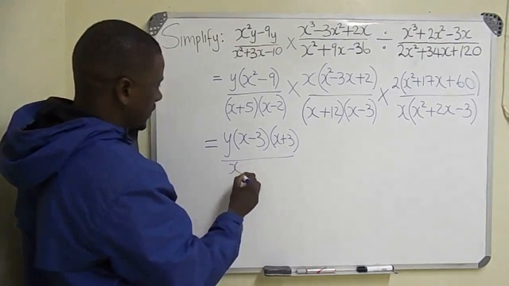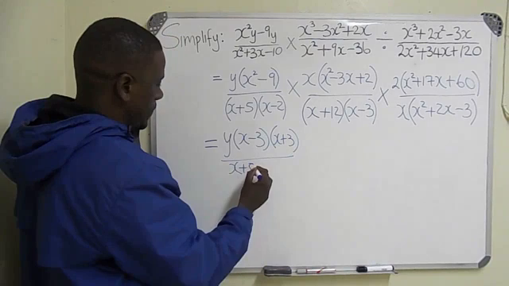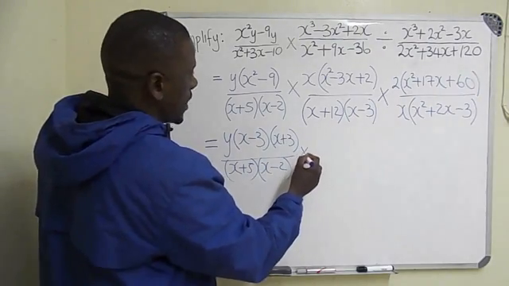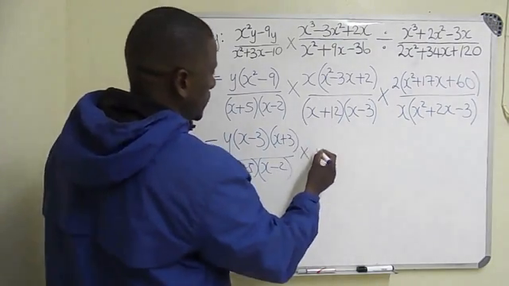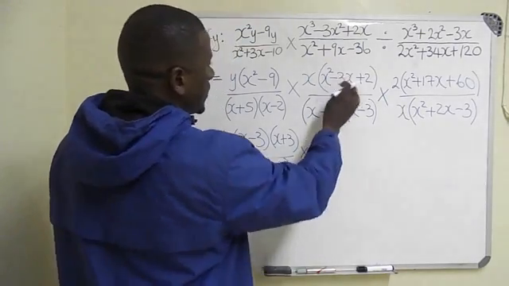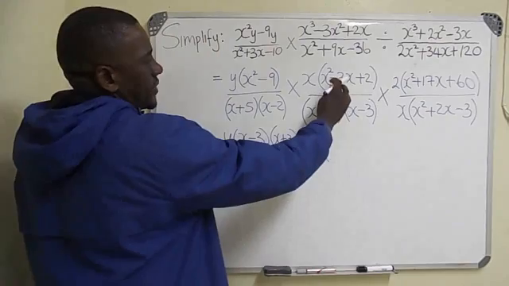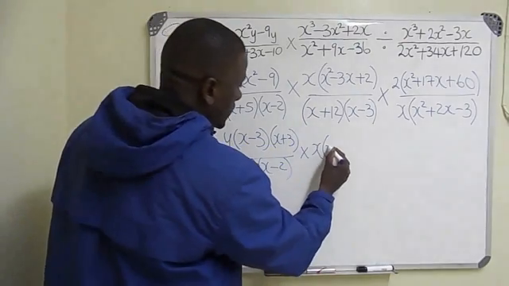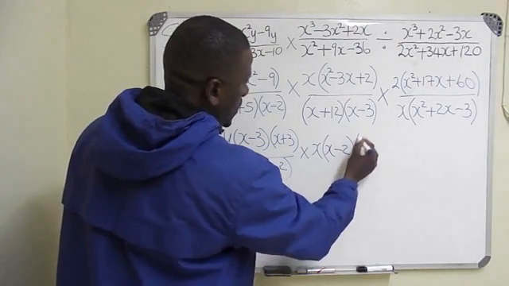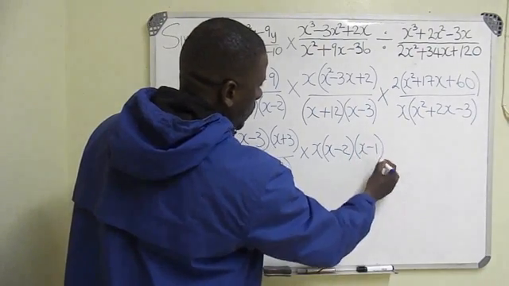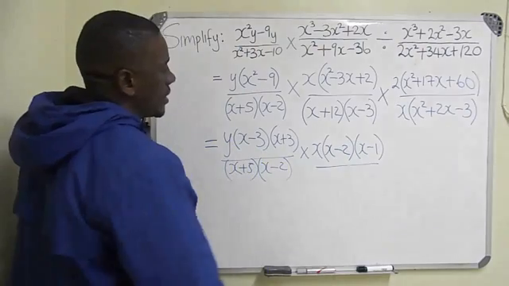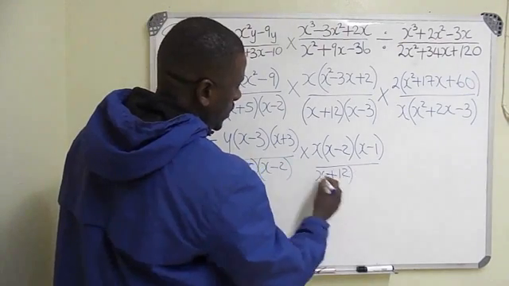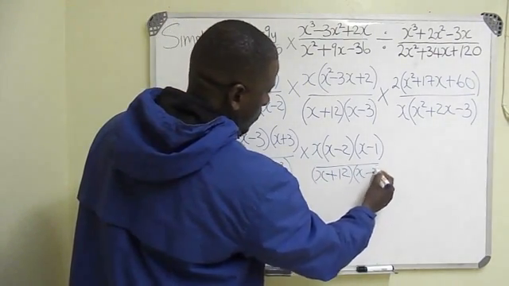Everything is over x plus 5, x minus 2, multiplied by, so it's x here, open bracket. How do we get 2? And we check the sign is negative, so it's negative 1 and negative 2. They give you a negative 3. So it's x minus 2 and x minus 1, everything here over x plus 12 and x minus 3.